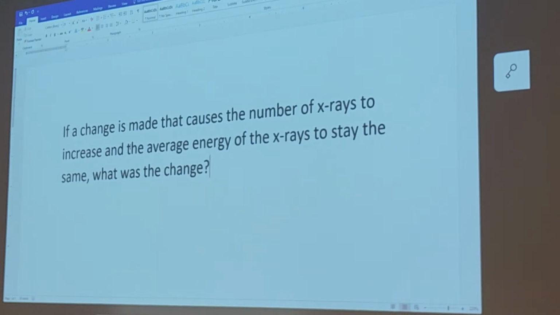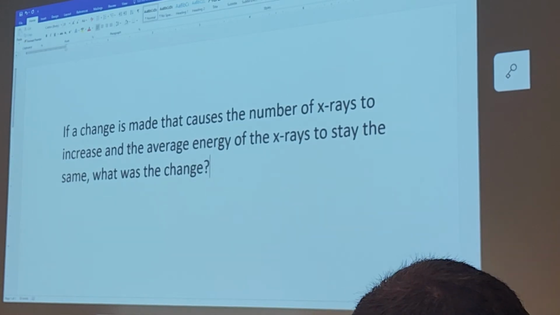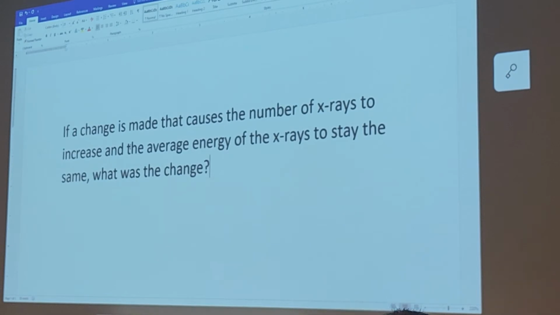Okay, Carla, how about you? Is it mAs? Okay, why do you think it is mAs? Because it's the quantity. Where does it say quantity? The number of X-rays. So yes, number of X-rays has increased. Number of X-rays is quantity. So we have a change in quantity, and the change was an increase.